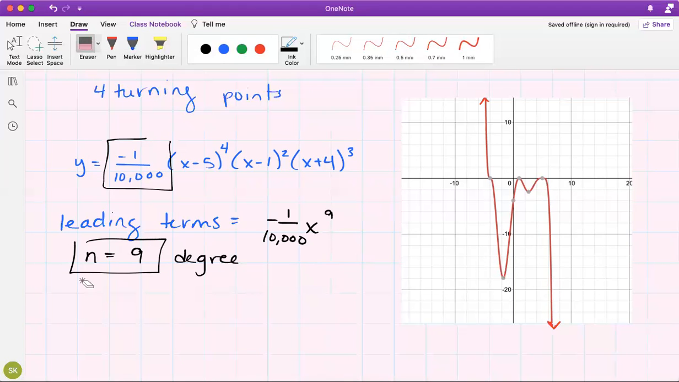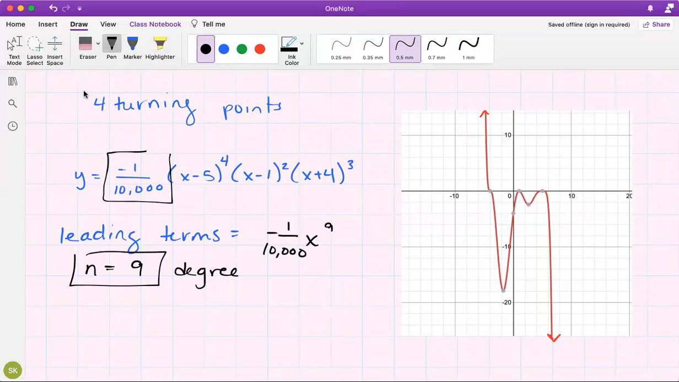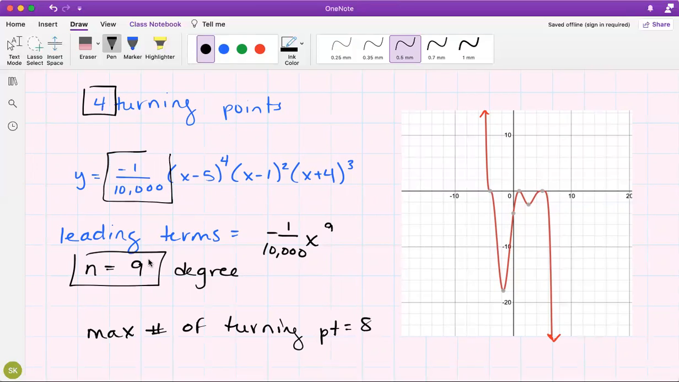Now notice that n is 9 here, and we only had 4 turning points. The maximum number of turning points would be 8. It is possible to come up with a function like this. Maybe if we got rid of this 10,000 or some of the multiplicities were rearranged, we could get something with 8 turning points. But this particular function has 4 turning points. So that is the max number of turning points allowed, but we only got 4 for this problem.